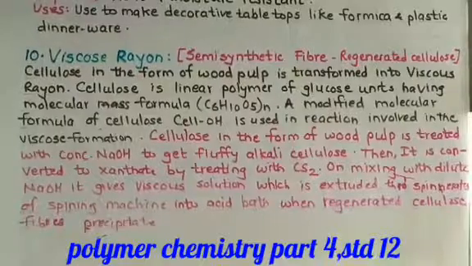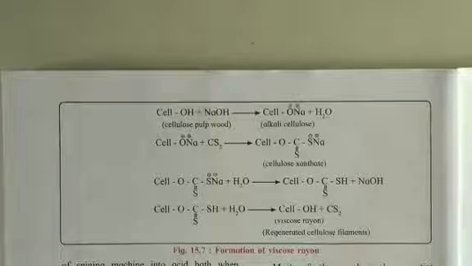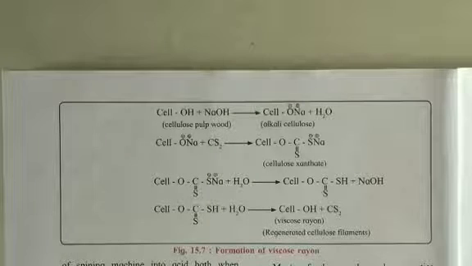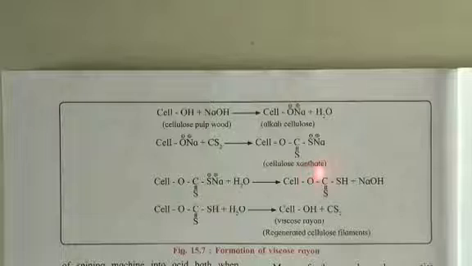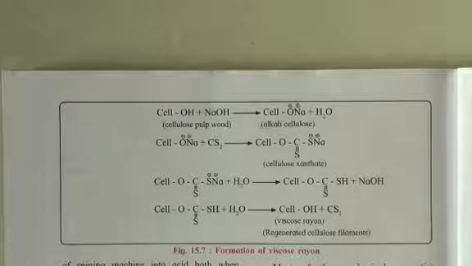Let's see. So this is the formation of viscose rayon. In the first step, cellulose wood pulp reacts with alkali to give alkali cellulose. In the second step, it gives cellulose xanthate and then it converts into the viscose rayon. So we can say it is regenerated cellulose filaments. These are the examples of semi-synthetic polymers.